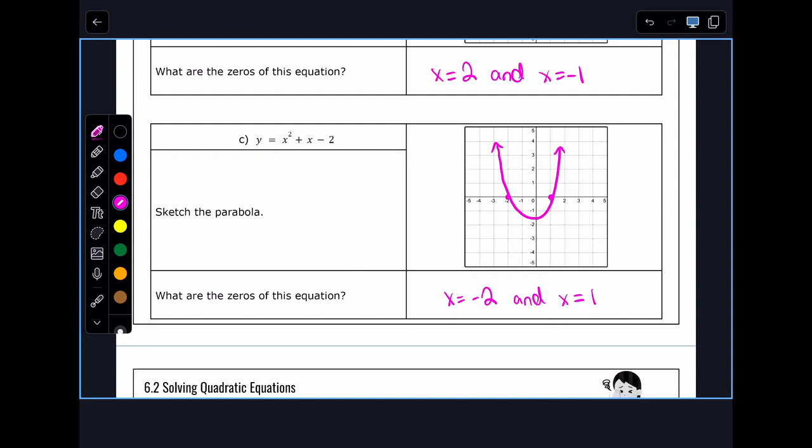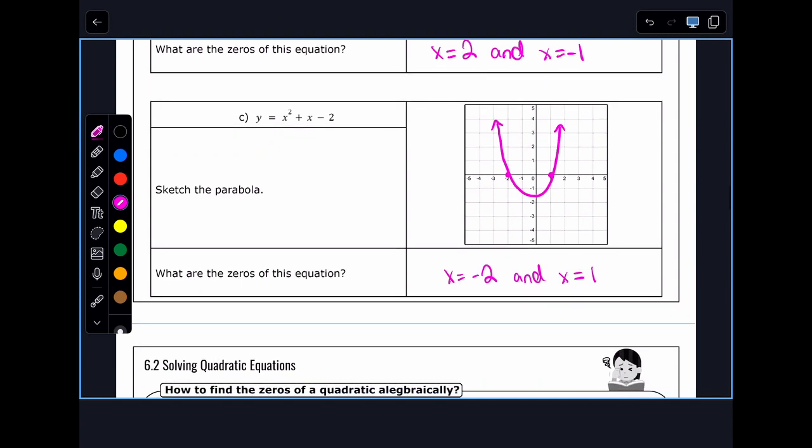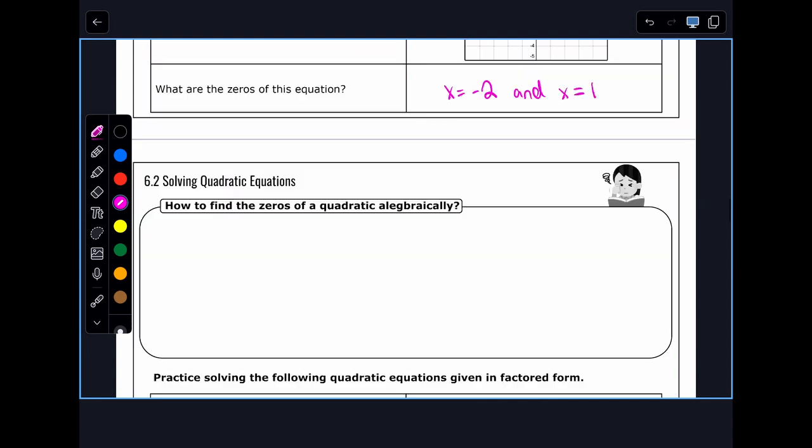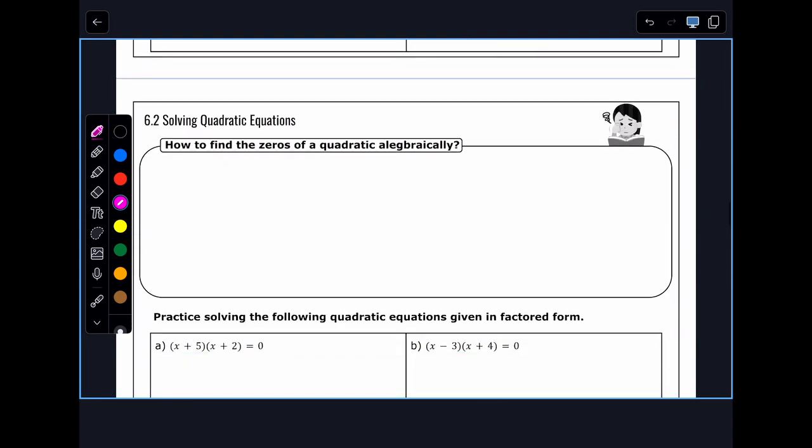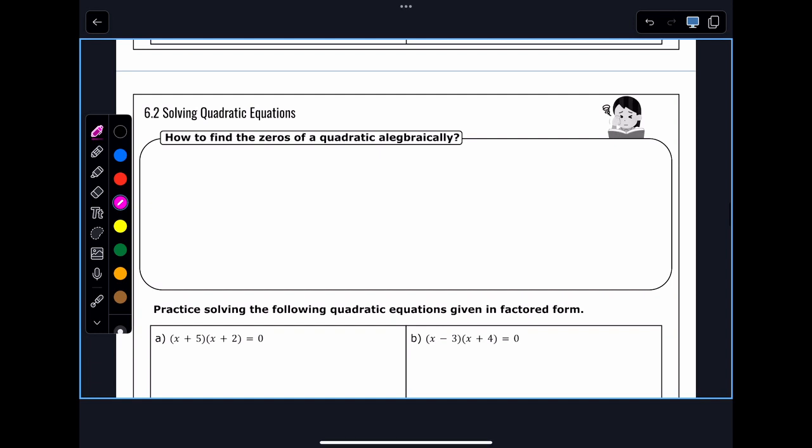So then let's go to the next page. So now you've done it visually with graphing. Now we want to know how to find the zeros algebraically. So I'm going to give you an equation in this form. Can anyone remind me what this form is called? Factor form, because we have the two factors here. Good job.